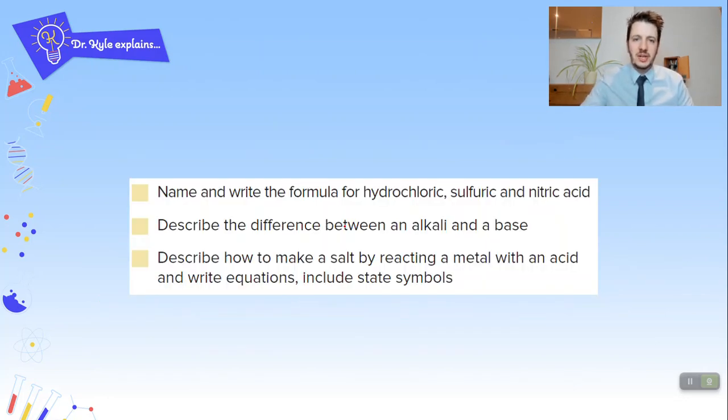Okay, so today then what we've done is we've named and written the formula for hydrochloric, sulfuric and nitric acid. Remember, really important that you remember those. We've described the differences between an alkali and a base. We will go into more detail in another video on that, but we have briefly gone over that. And we've described how to make a salt by reacting a metal with an acid and written the equations, and spoken about the state symbols earlier as well.